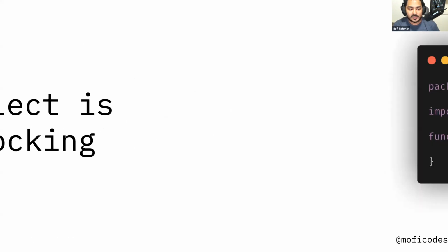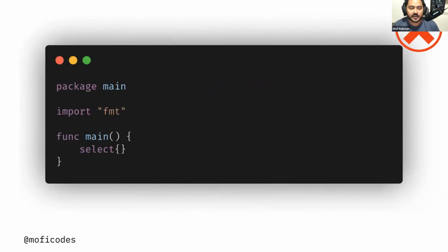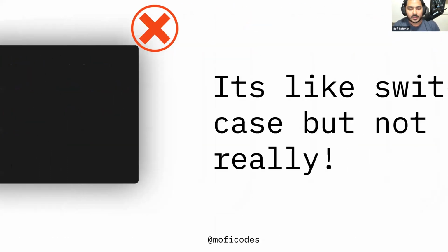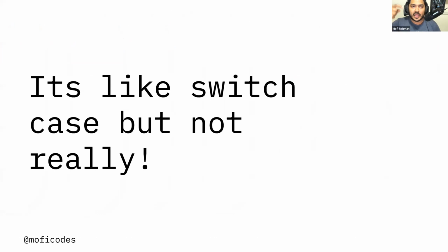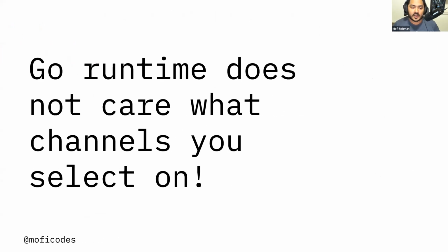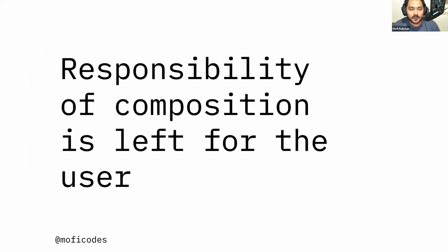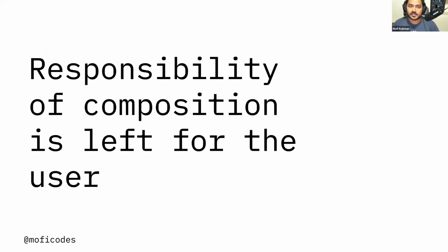Select is blocking. So if you just have a bare select statement, that is going to block your code forever, and this is also not going to run because it's going to deadlock. So you need to make sure that if you have a select statement, at least one of your channels within the select actually executes and does something. So it is like switch case, but not really. The difference is the Go runtime does not care what channels you select on. Responsibility of composition is left for the user. So with great power comes great responsibility. Because you can pretty much select on any channels, that means as a developer of the program, you have to make sure the channels you select on make sense to be grouped together in some way or fashion.